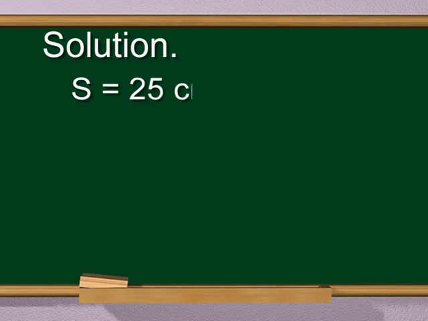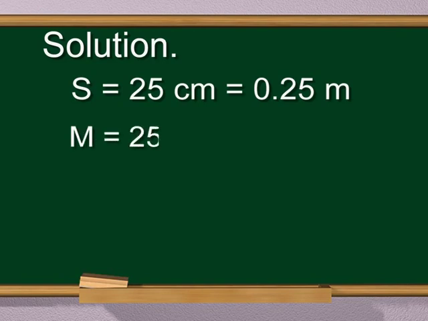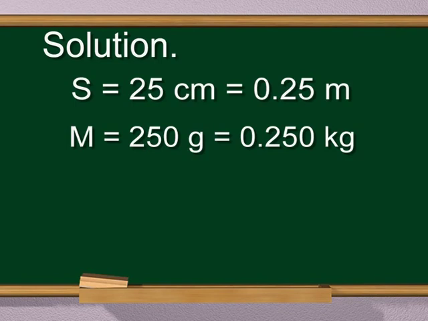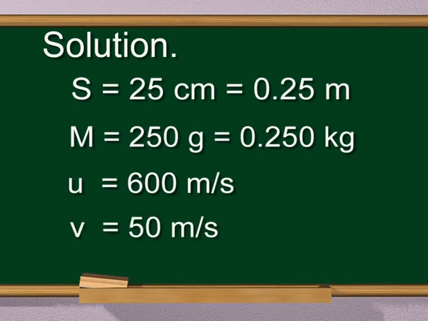Here S equal to 25 centimeter or 0.25 meter is the distance covered by the bullet after piercing. M equal to 250 gram or 0.250 kilogram is the mass of the bullet. U equal to 600 meter per second is the initial speed of the bullet and V equal to 50 meter per second is the final velocity of the bullet. Let F be the average resistance offered by the target.